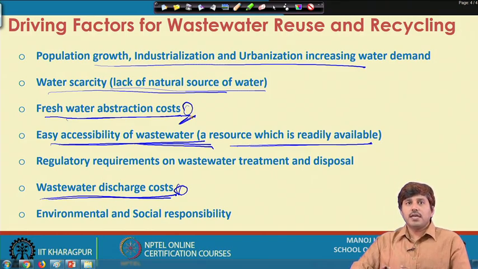Then another, and more important, driving factor is the regulatory requirements of wastewater treatment and disposal.